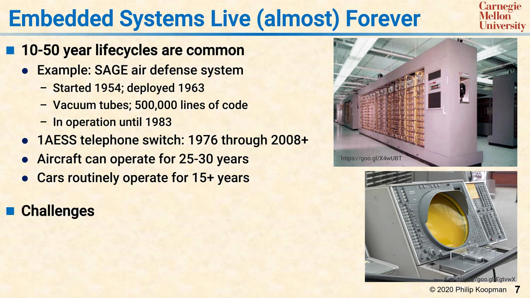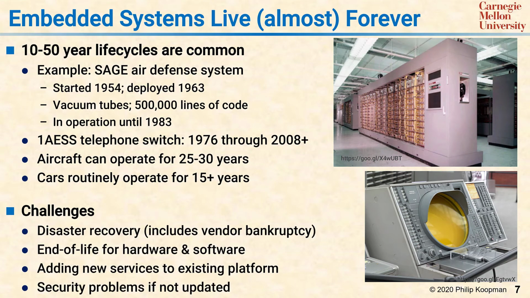In addition to maintaining software that's 15 or 20 or 30 years old, you have to consider disaster recovery. What if the company that made your computer system or that made the software components you depend on went out of business? It's common for embedded system companies to insist on a software escrow so that they can recover the source code of their supplier if the supplier goes out of business. What about end of life for hardware and software? What if support for your operating system is ended and you no longer get security patches? What's your plan for that?